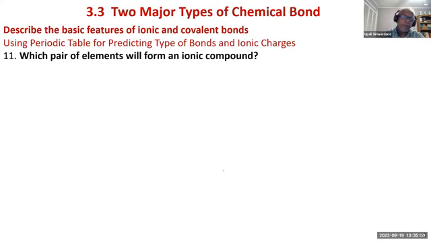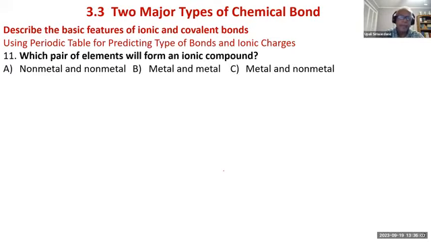Which pair of elements will form an ionic compound? We already talked about ionic bond formation: metal and nonmetal. That should be the answer.